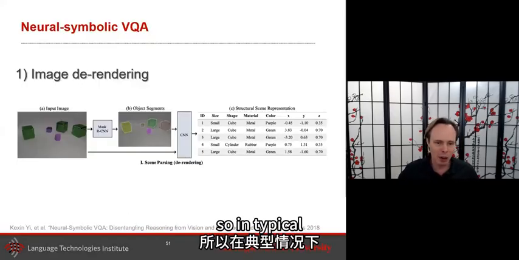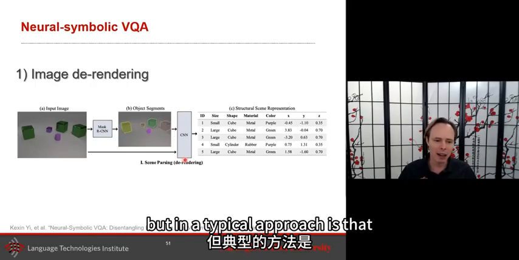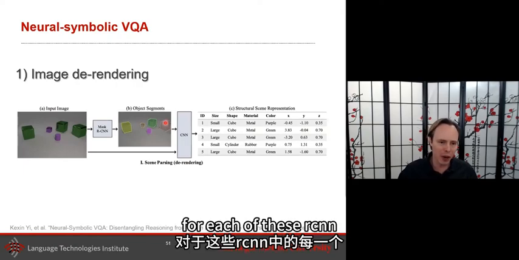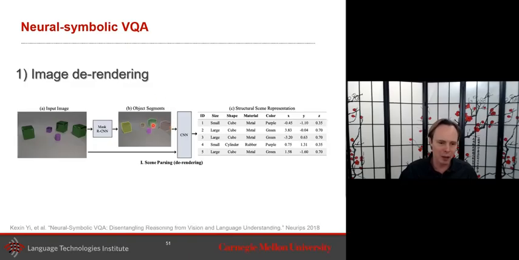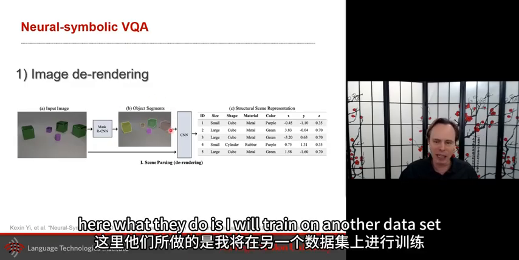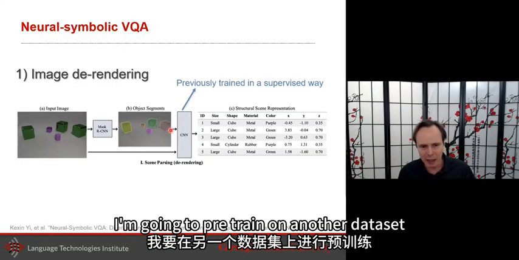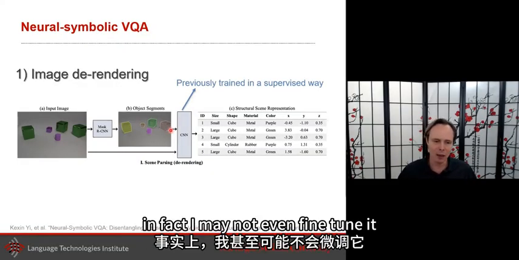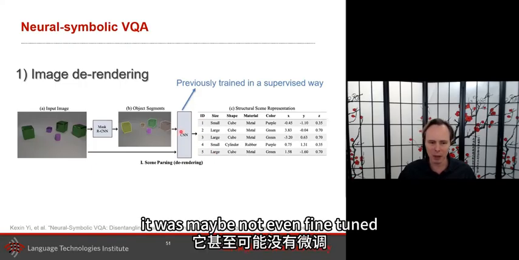In a typical approach, I will get my Mask RCNN, and for each of these RCNN outputs, I will have maybe a vector of 3,000 dimensions. Here, what they do is pre-train on another data set. In fact, I may not even fine-tune it. I think in the original paper it was maybe not even fine-tuned.